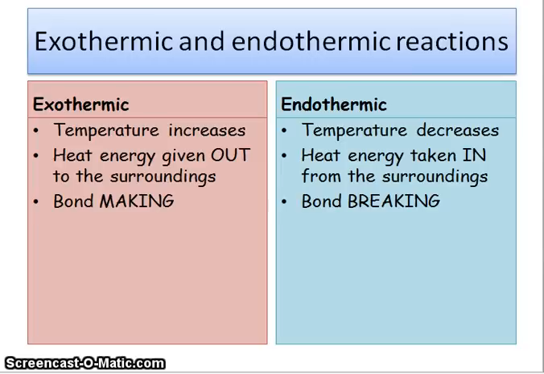Now, if you look at it more closely in terms of what's going on with the chemicals, it's all to do with the bonds that chemicals make. The bonds in the reactants are broken down during a chemical reaction, and new bonds are made as the products form. So bond breaking is an endothermic process because it takes in energy to break it down, whereas bond making is an exothermic process because it releases energy.